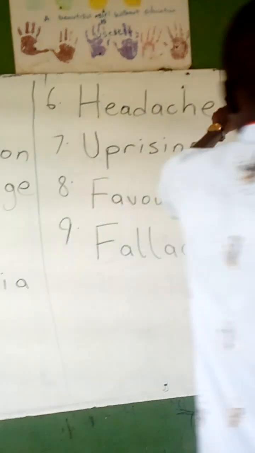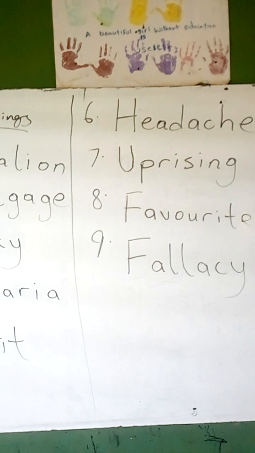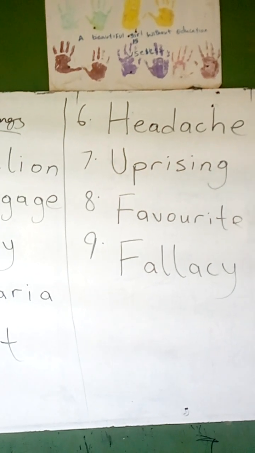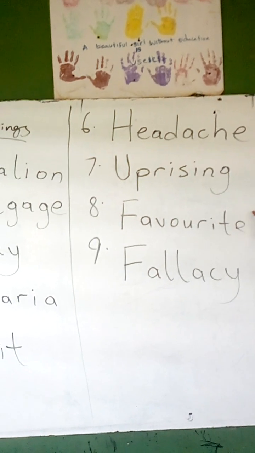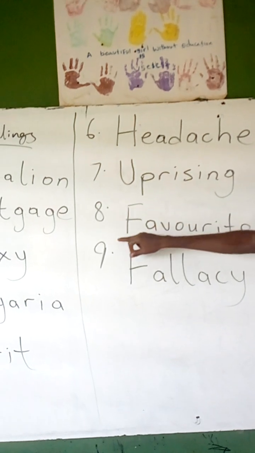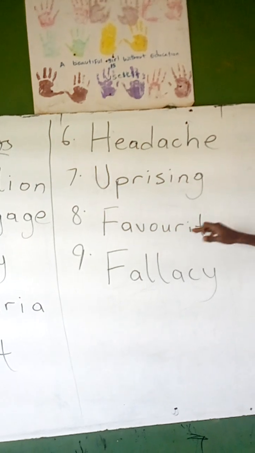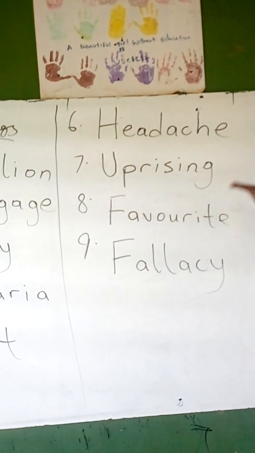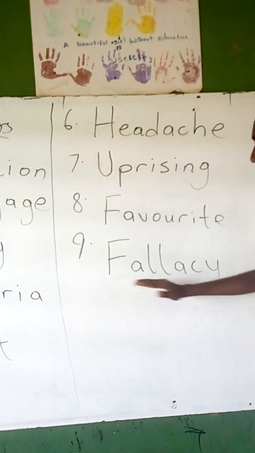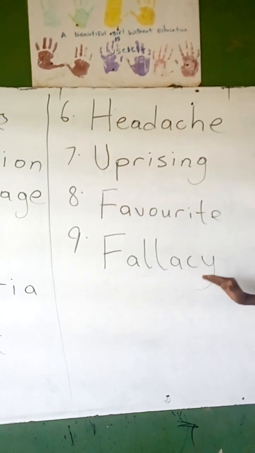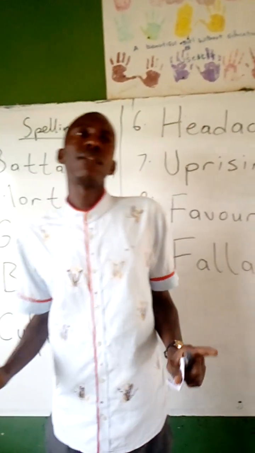The sixth one is edict. This is the spelling of edict. The seventh one is uprising. This is the spelling of uprising. The eighth one is favorite. This is the spelling of favorite. Favorite, F-A-V-O-U-R-I-T-E. Okay? Then the last one is fallacy. Fallacy is F-A-L-L-A-C-Y.